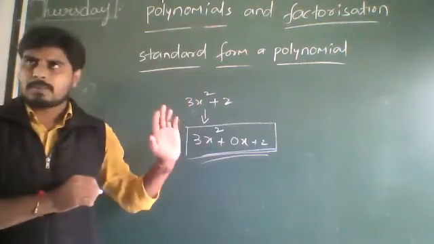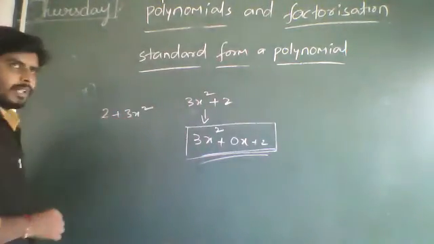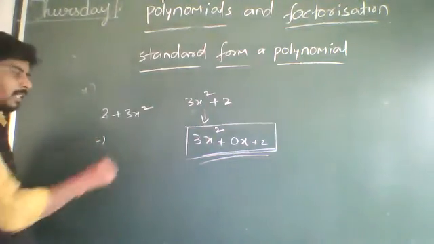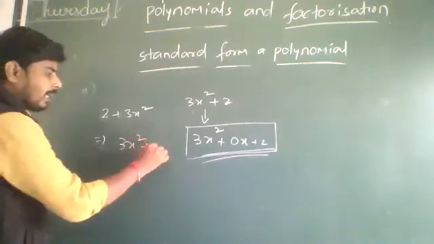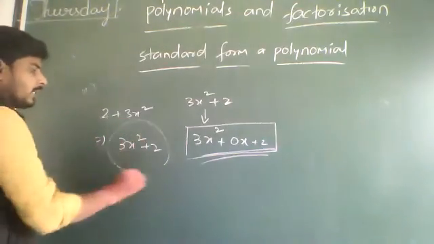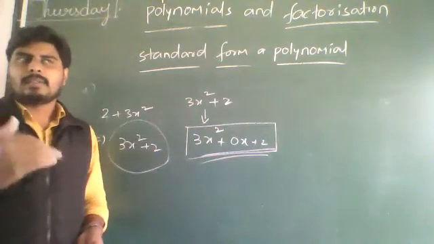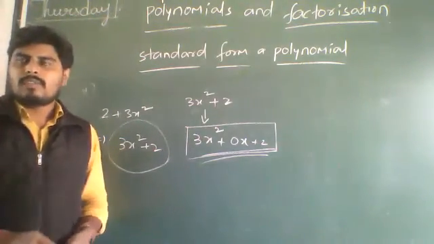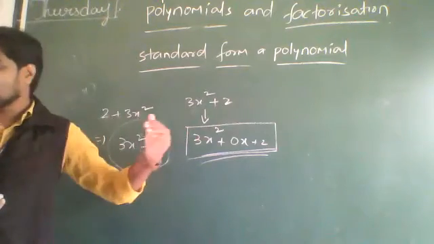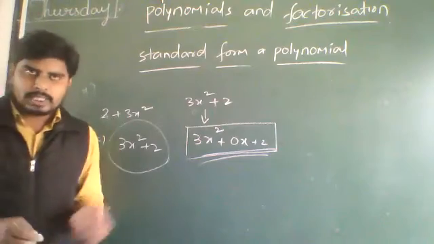Just observe what I am doing. Suppose I write 2 plus 3x square, is it in standard form? No. It must follow some order, which is 3x square plus 2. This is the standard form. It goes from higher degree to lower degree. First the higher degree term will come, and the degree will decrease according to the given question. Is this clear?